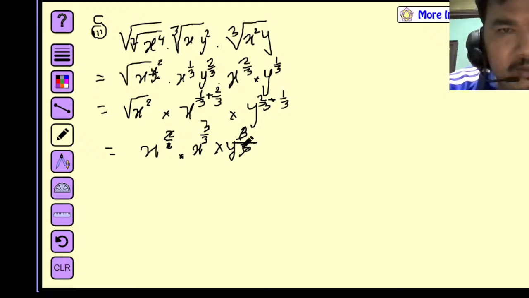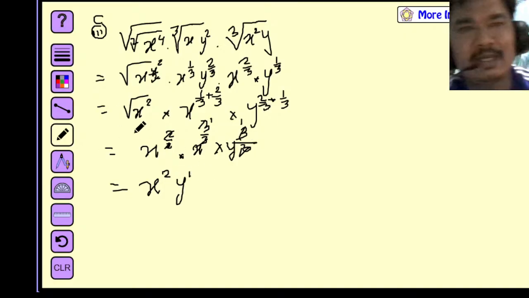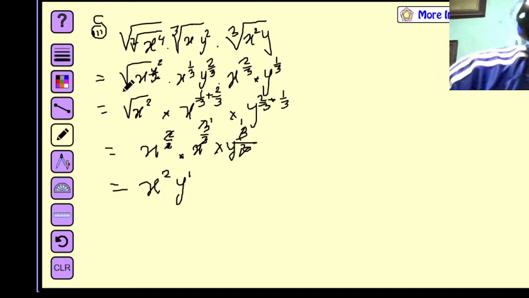This also cancels, it will be 1. This also cancels, it will be 1. Then what happened here? This power 1 and this power 1 added, then it will be x to the power 2, x square, and y to the power 1 only. Like this we solve this question. Number C 2, x square y is the answer here.